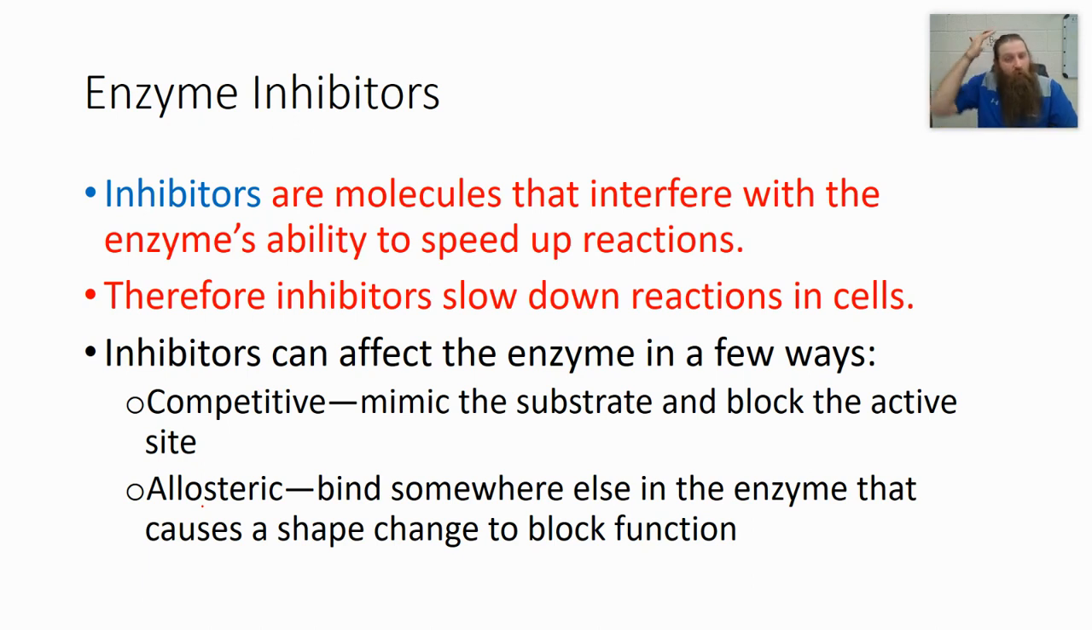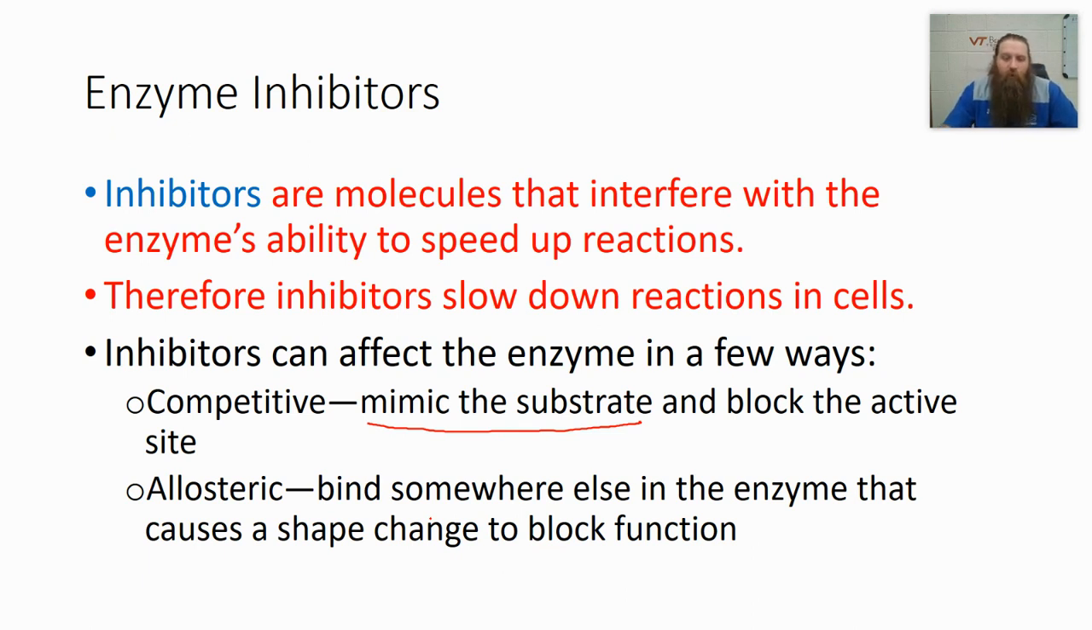So we have these things called inhibitors. They are molecules that are going to interfere with the enzyme's job. And so an inhibitor slows down the reactions in a cell. Now, there's two different ways an inhibitor can work. It can be competitive, in which case it's going to mimic the substrate. So it's going to look the same, have the same shape, have the same structure. So it will fit into that active site, and when it gets in there, it'll block the active site. It can also be allosteric.